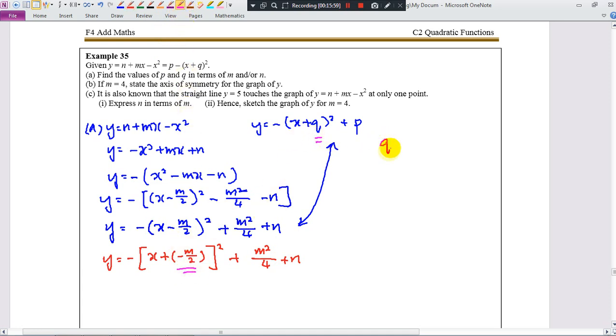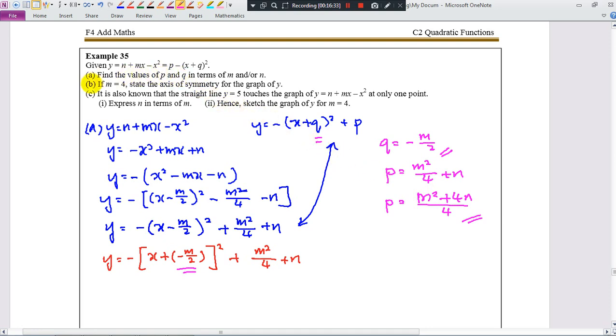We know q is equal to negative m over 2. Let me check Jerom's answer. My answer correct. Okay. So p is equal to m squared, p is equal to this whole thing. If you want to combine these two together, it will become m squared plus 4n over 4. Okay, correct. So we have expressed p in terms of m and n.